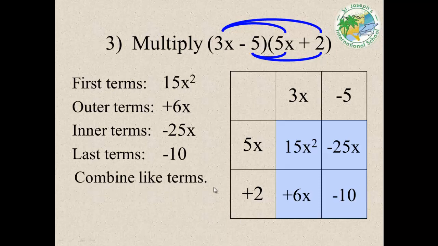Combine like terms. Where are the like terms here? These two are the like terms. Then negative 25x plus 6x equal what? 15x power 2 minus 19x minus 10. Negative 25x plus 6x equals negative 19x.